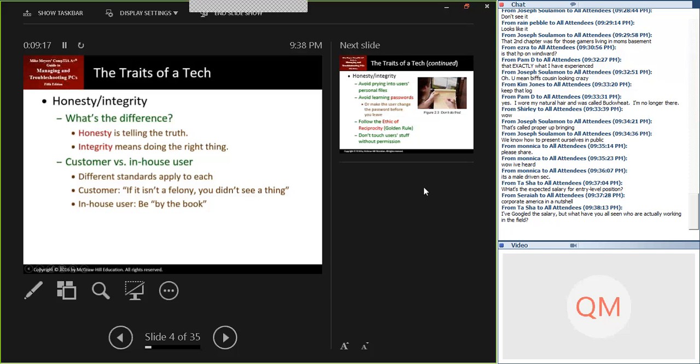But understand there's a difference between the customer and the in-house user, and being in the help desk situation, there are going to be times where we deal with the outside customer, right? And then we also do help desk for the people that work with us or work in the building. So different standards apply to what's being done for an in-house person versus a customer, right? When you deal with customers, you might see customers do something that they ain't got no business doing.